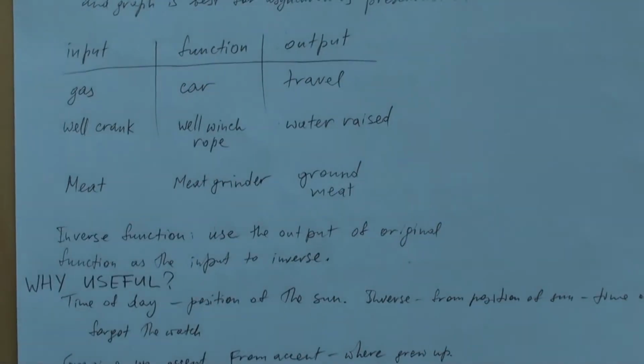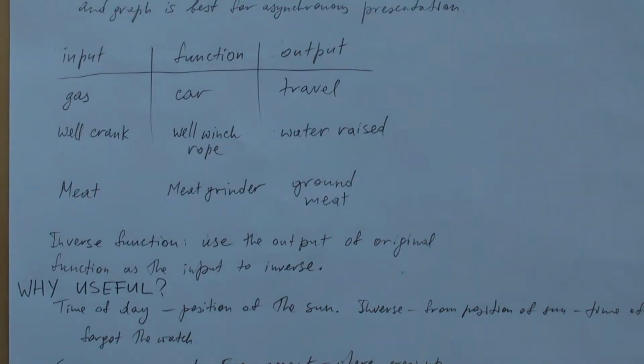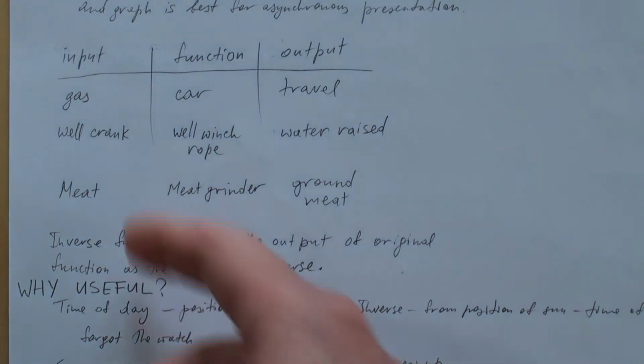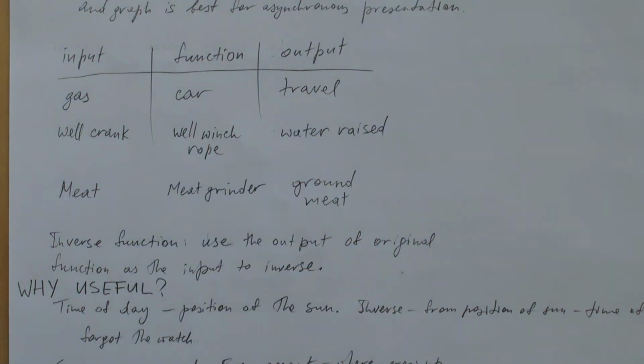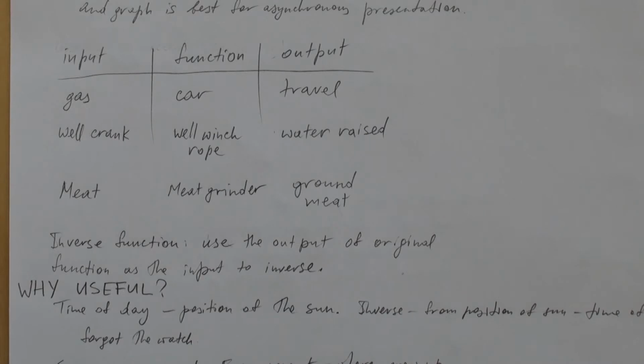So here's my little handwriting scribble. For example, at the input there is gas, the function is the car, and it gives you travel at the output. You come up to the well, you crank the well crank, and the barrel lifts up the water in the bucket. So the input is you cranking it, the function itself is the crank, the barrel, the rope. The output is the water.